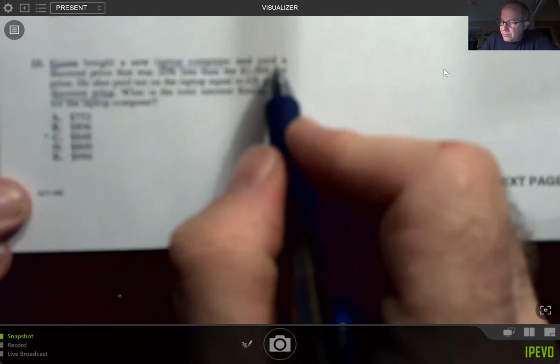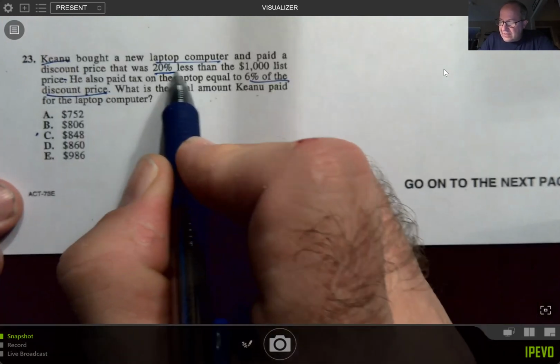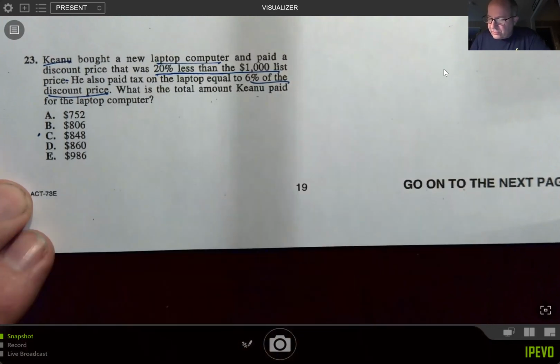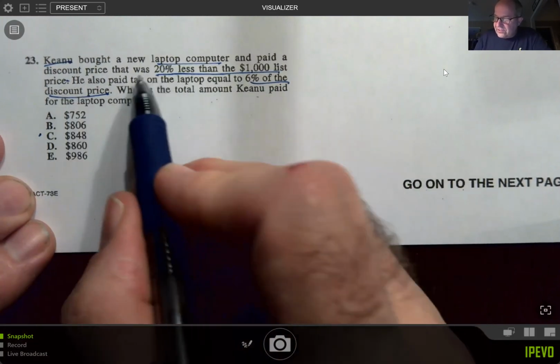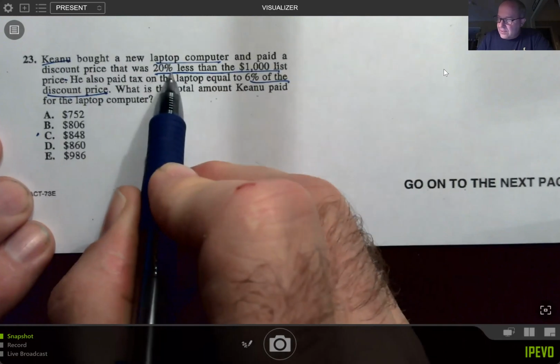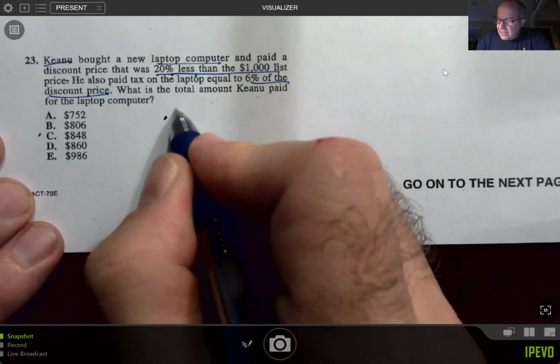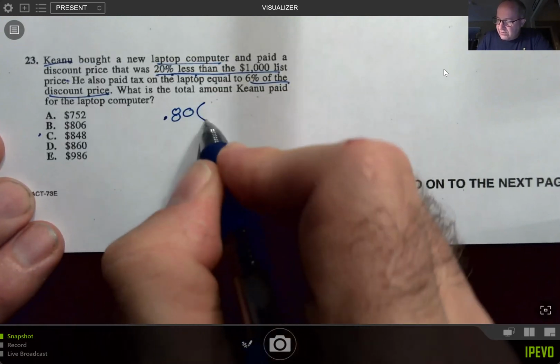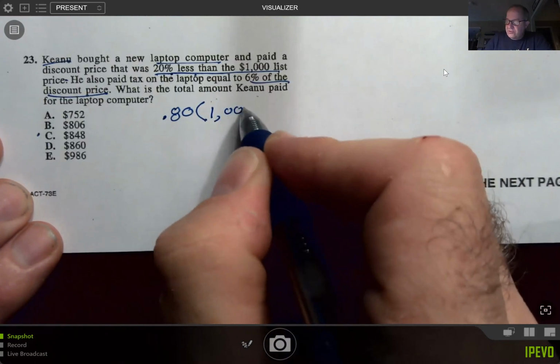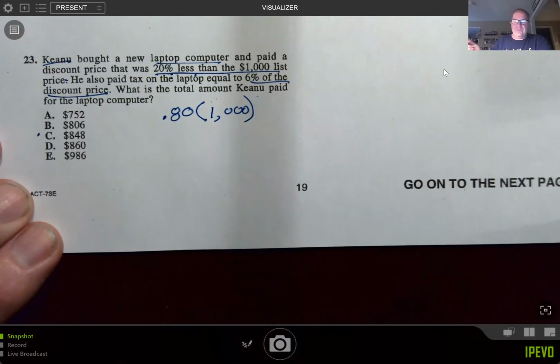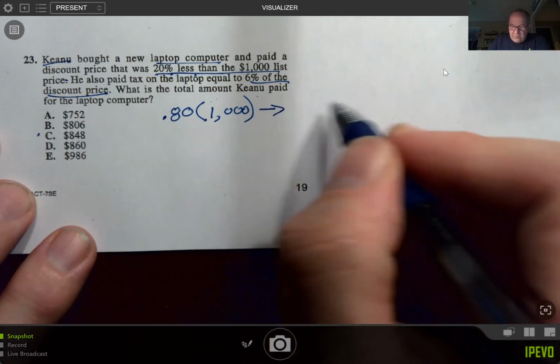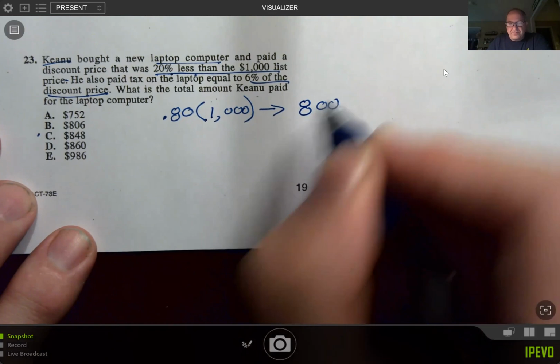He paid a discount price that was 20% less than $1,000. So here's a little quick tip for you. If his discount is 20%, that means he's only going to be paying 80% of the laptop, right? Like 20% is free. So that means he's got to pay for 80%. And if I work that out, that's going to be $800 for the laptop.